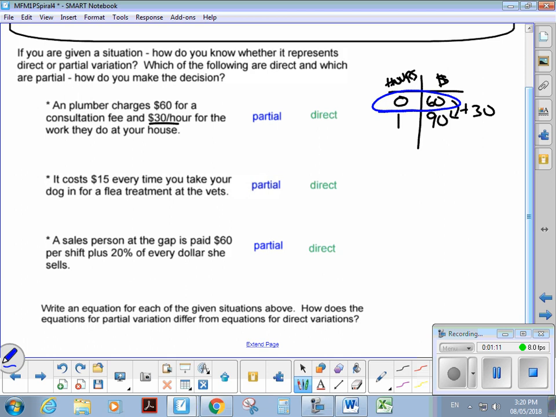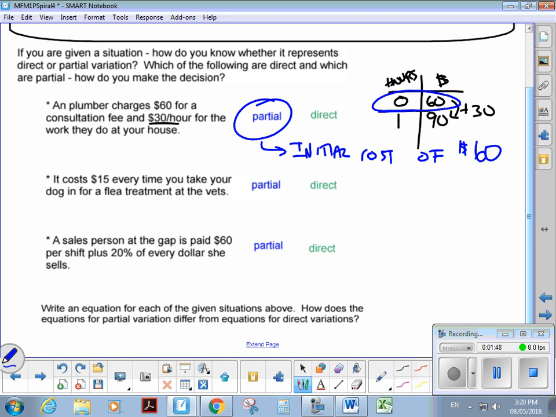The key for a variation is that when x is 0, because the plumber charged us an initial value or an initial fee, a down payment, 0 hours cost me $60. That means this is a partial variation, all right, because of the initial cost of $60. All right, I had to pay money before anything got done. Okay, so that's your initial cost.